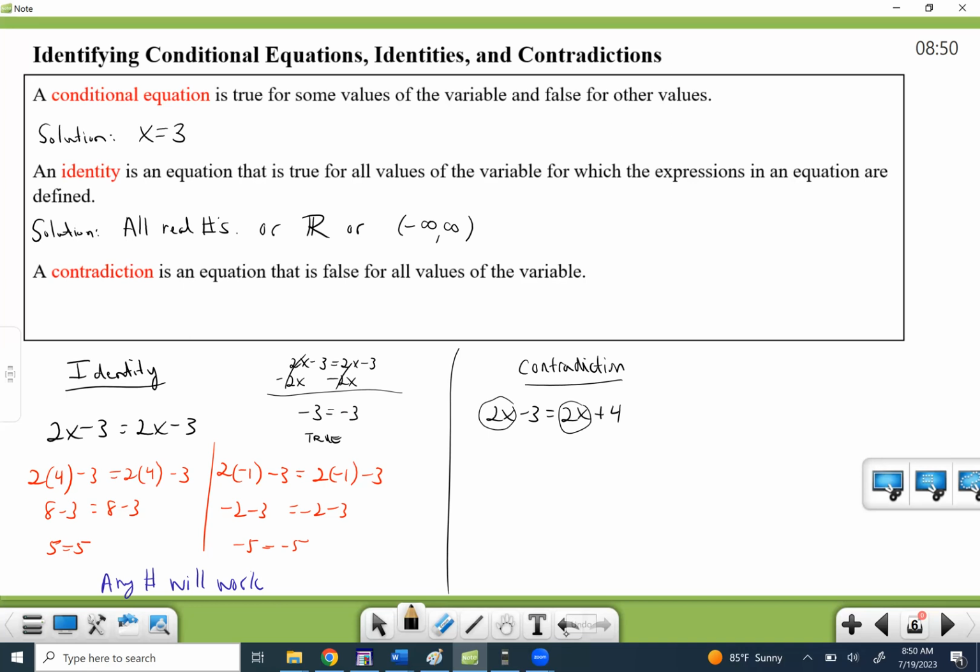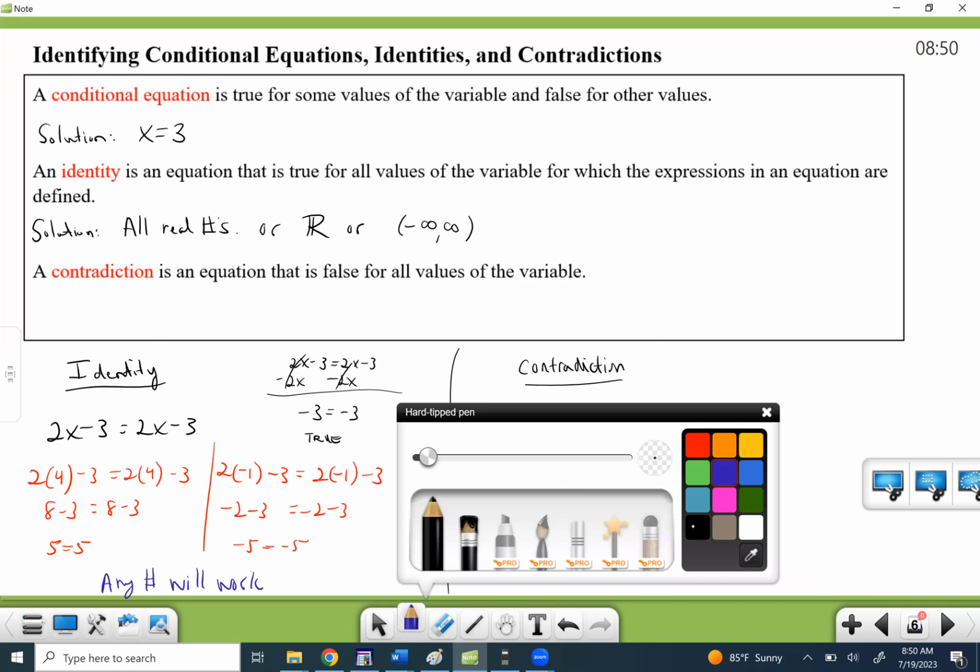So anyhow, how you would recognize this is you would go in and you would take away the 2x like we said before. But this time you would get -3 equals 4. The variables fell off the paper. There's no more variables. This is not a true statement. This is false. So instead of any number working, it's quite the opposite. No number will work, right? No number will work. So how do we write that no number will work?